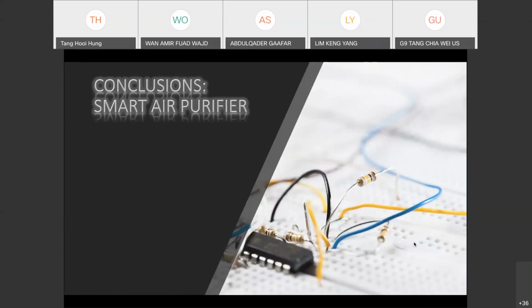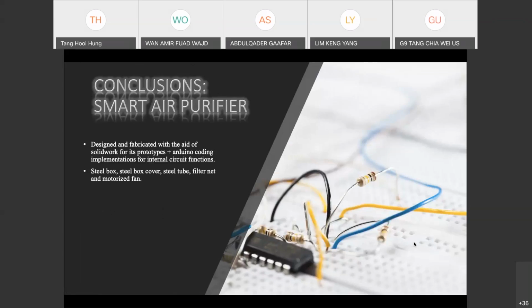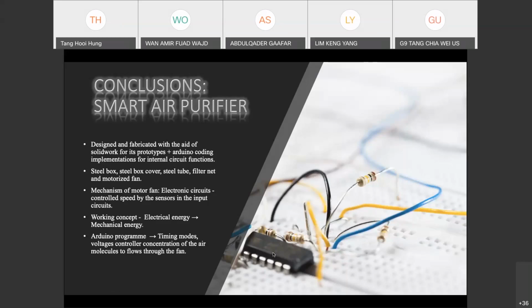So this is the conclusion for our smart air purifier. It was designed and fabricated with the aid of SolidWorks for the prototype, and we used Arduino coding for our internal circuit implementation. The components we use here are a steel box cover, steel tube, and motorized fan. The mechanism of the motor fan is that the electronic circuit is controlled by the sensor in the input circuits, and the main circuit works by converting electrical energy to mechanical energy. So we are using an Arduino program for this circuit.